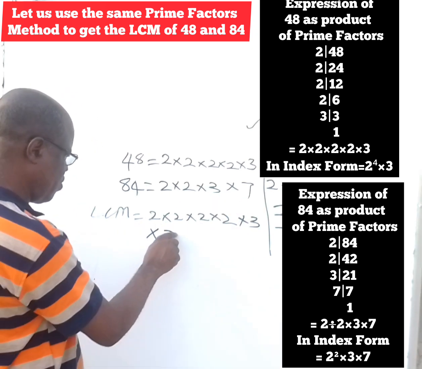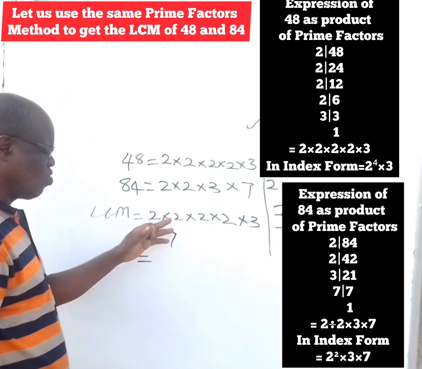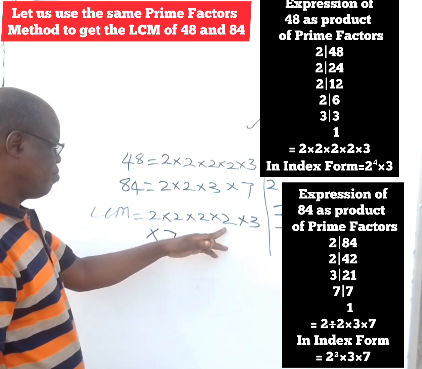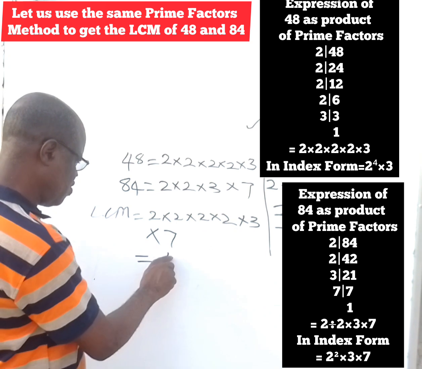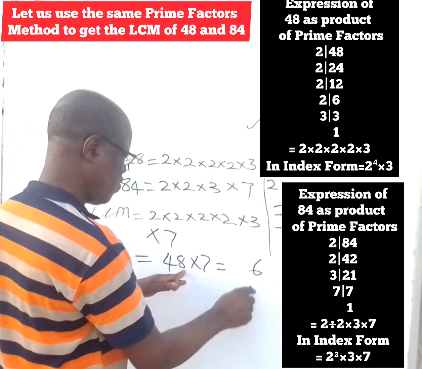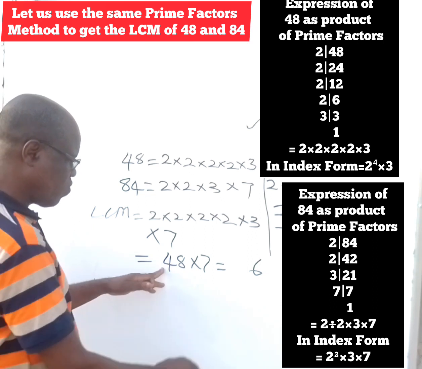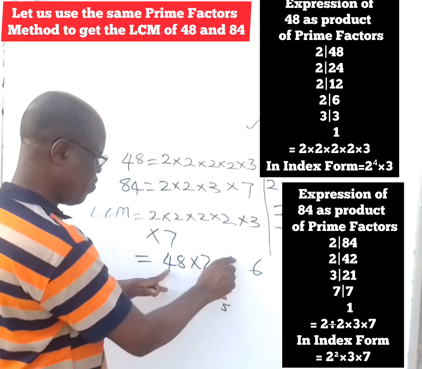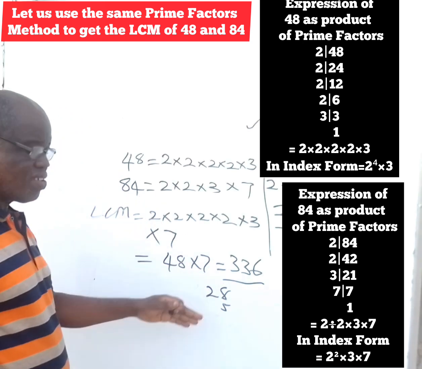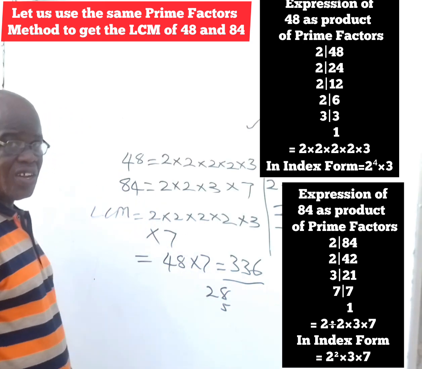Then you have 7. As usual, 2 times 2, 4, 4 times 2, 8, 8 times 2, 16. 16 times 3, 48. Then 48 times 7. 7 times 8, 56. Remain 5. 7 times 4, 28 plus 5. So with the prime factor method, you get the same answer, which is 336.